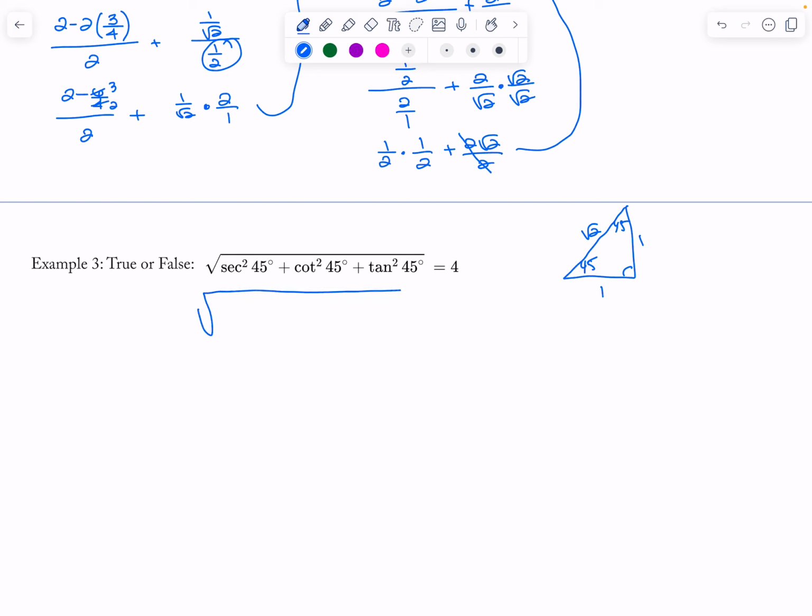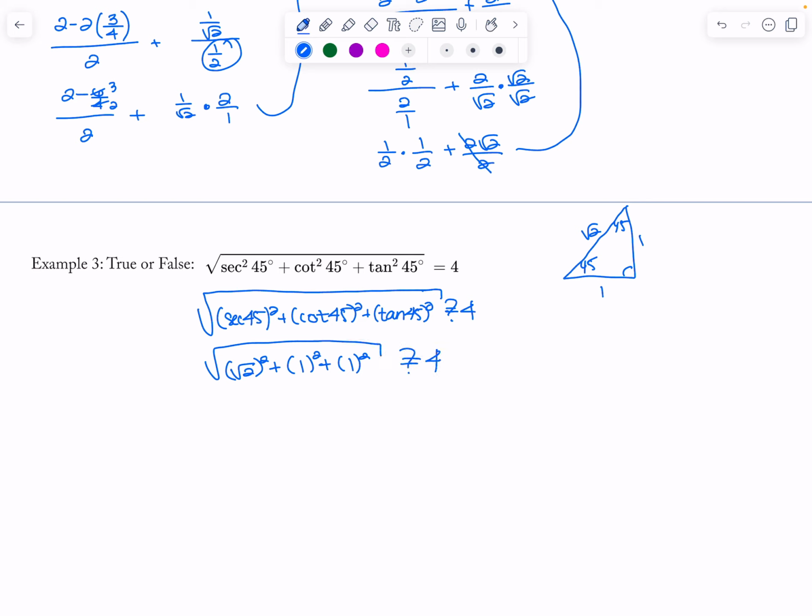I want the square root of secant of 45, and I'm squaring it, plus the cotangent of 45, and I'm squaring it, plus the tangent of 45, and I'm squaring it. And I want to know, is this equal to 4? Okay, so the secant of 45, secant is hypotenuse over adjacent. Pause for a second. Cotangent of 45 degrees is going to be 1 because it's the same thing as tangent. And then tangent of 45 again is going to be 1. And I want to know, is this equal to 4?